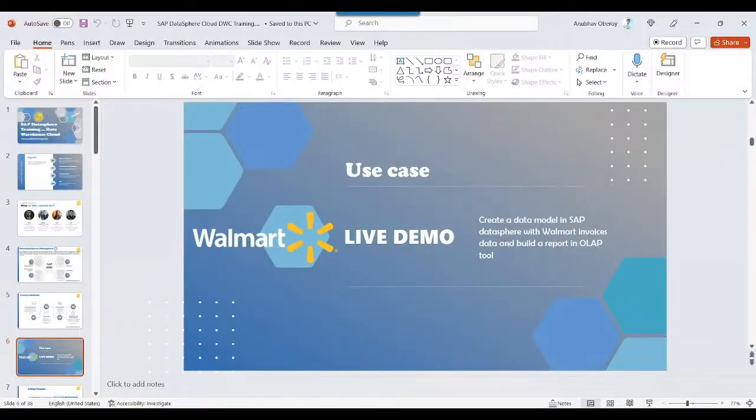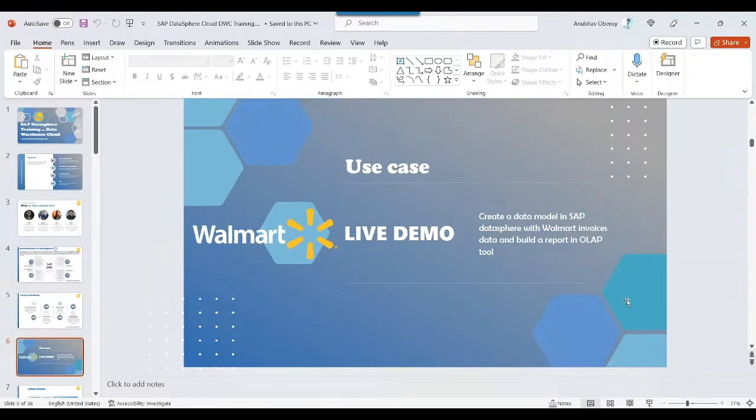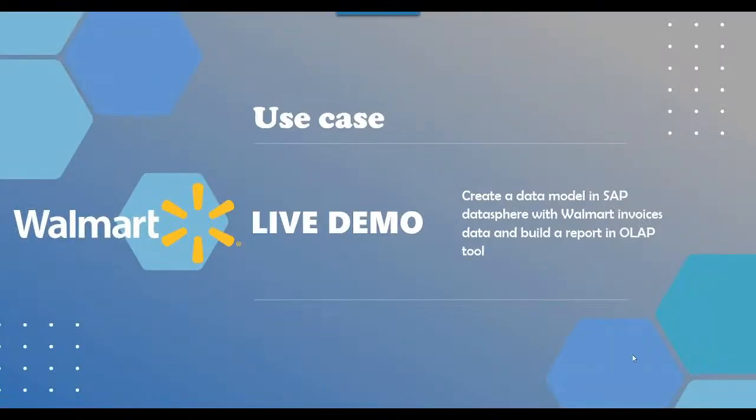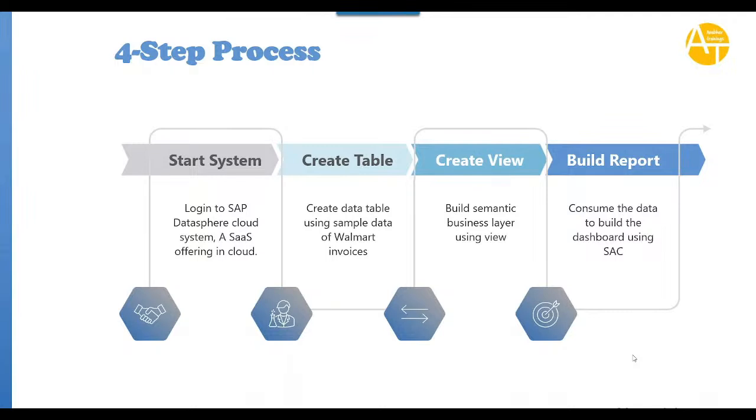I have already prepared the data. Please remember that I will also be sharing these data sets, this PPT, everything with you as part of our training. To support Walmart, we will do this in a 4-step process. First, we will log into the SAP Datasphere system, which is a cloud offering. So you don't need to set up anything on your computer. It's as simple as Gmail. You open your browser, you open the system, and then you start working through it.